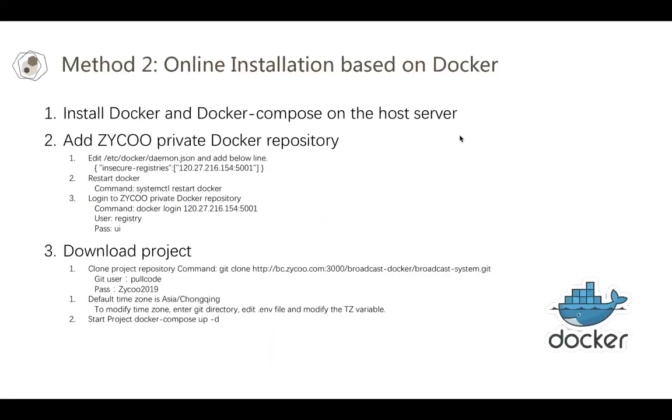And the next method would be using Docker. If you are deploying the system on a cloud-based server, you would like to use this method. First things first, you need to install Docker on your cloud server, and then pull the Docker repository from the link that we provide in the installation guide, and simply download the project and put it onto your cloud server.